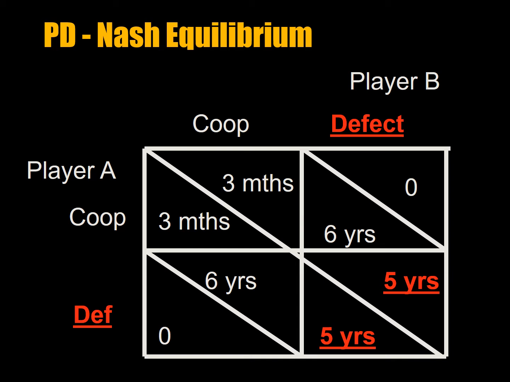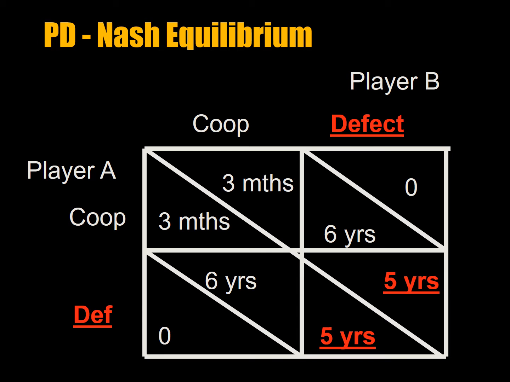Now, clearly, this is a suboptimal outcome. They could have both spent 3 months in jail. But that's not what a single play of the game's Nash equilibrium would suggest is the outcome. Now remember, the definition of the Nash equilibrium is that neither player has an incentive to change their strategy. Now imagine that player B does not change their strategy. So player A would think, well, you know what? I'm going to go back and change my strategy from defection to cooperation.